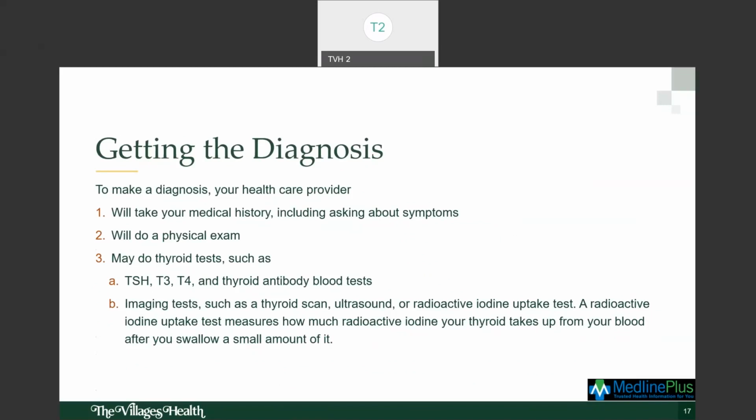So as far as getting the diagnosis of hyperthyroidism or hypothyroid, they're very much the same as far as how your doctor or healthcare provider will make that diagnosis. They're going to ask you about your symptoms. They're going to do a physical exam. They'll palpate, they'll feel around your neck to check your thyroid gland. They may want to do some blood tests to check your levels, as well as some imaging tests. Again, the exact same that we discussed with hyperthyroidism. The same tests and things are done to be able to diagnose hypothyroidism.